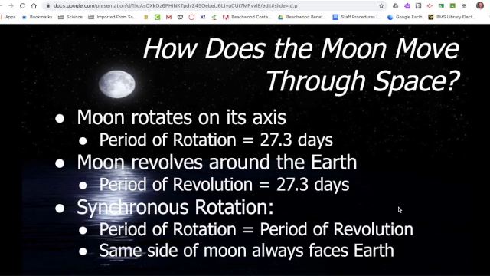So, synchronous rotation. If you want to sound smarter at your dinner table today, go through and explain this to everyone else sitting at your dinner table. The rotation and the revolution are the exact same speed, and so the same side is always facing us. If it didn't rotate, we actually would see all sides of the moon. So when people say the moon doesn't rotate, that's why we only see one side, that's actually completely inaccurate, because if it didn't rotate, we would see all the sides.